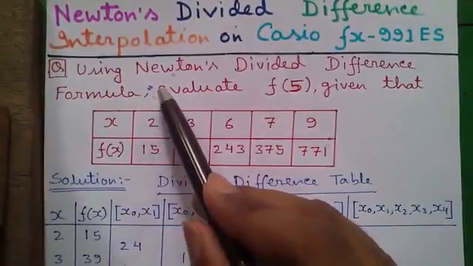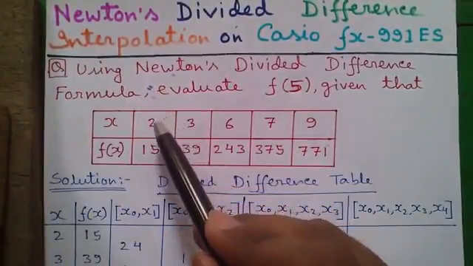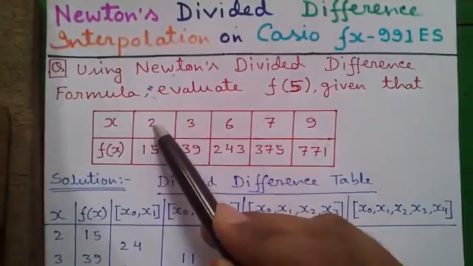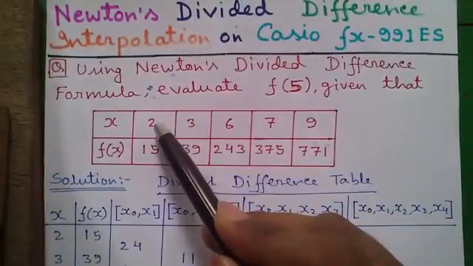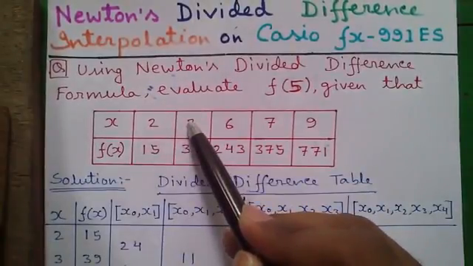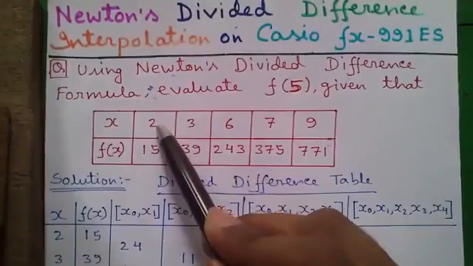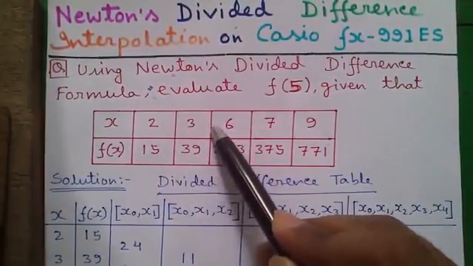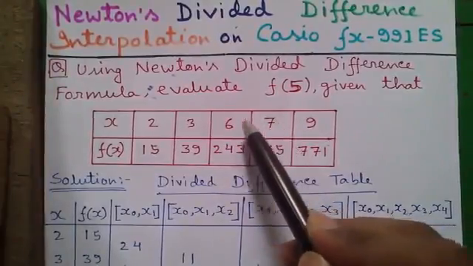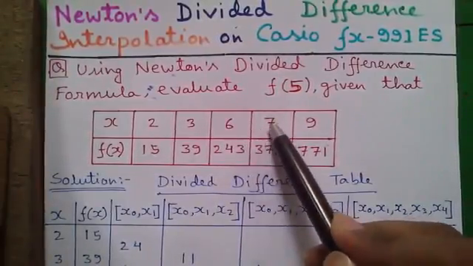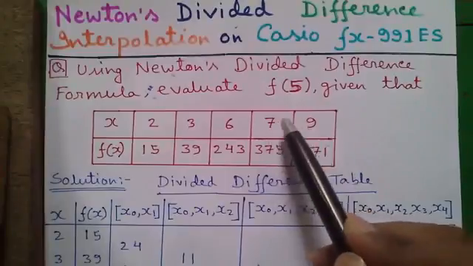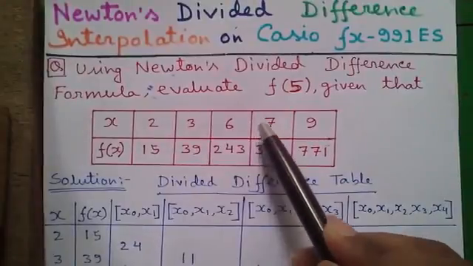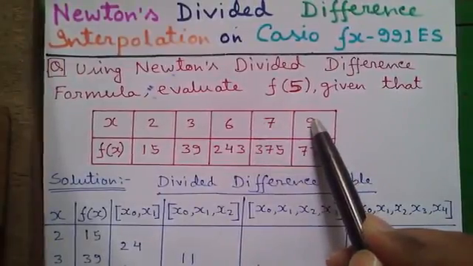Newton's divided difference formula is used when there is unequal gapping between each term of x. That means here you can see the gap between these two terms of x is 1. 3 minus 2 is 1. But here the gap is 3. 6 minus 3 is 3. Then again the gap reduces to 1. 7 minus 6, 1. Then again it increases to 2. 9 minus 7, 2. Here there is not even gapping or equal spacing between each term of x.